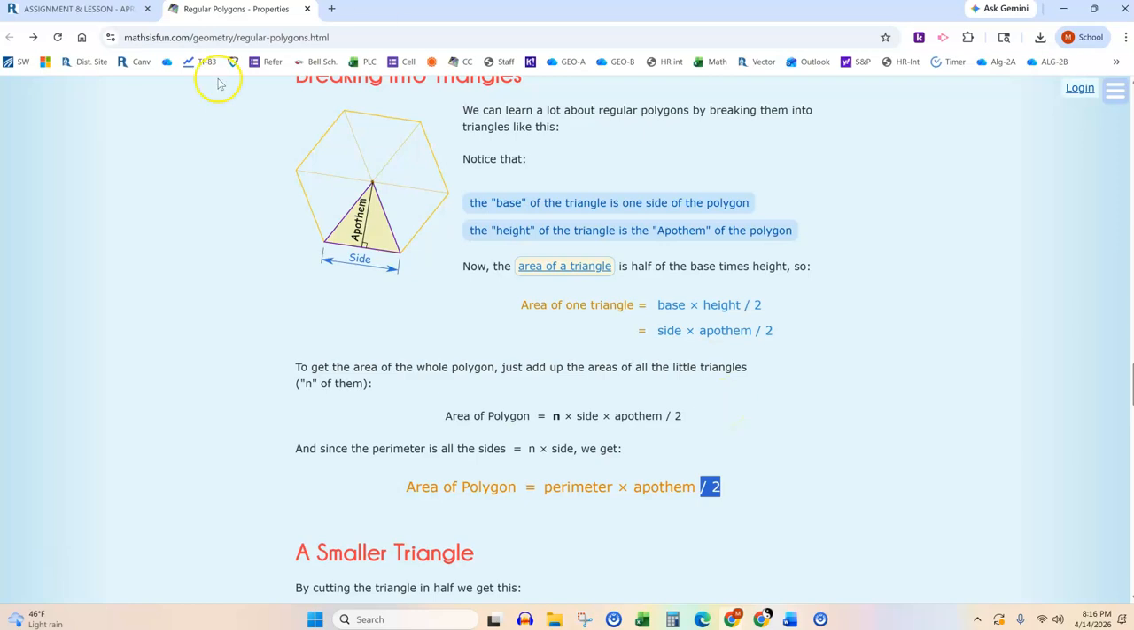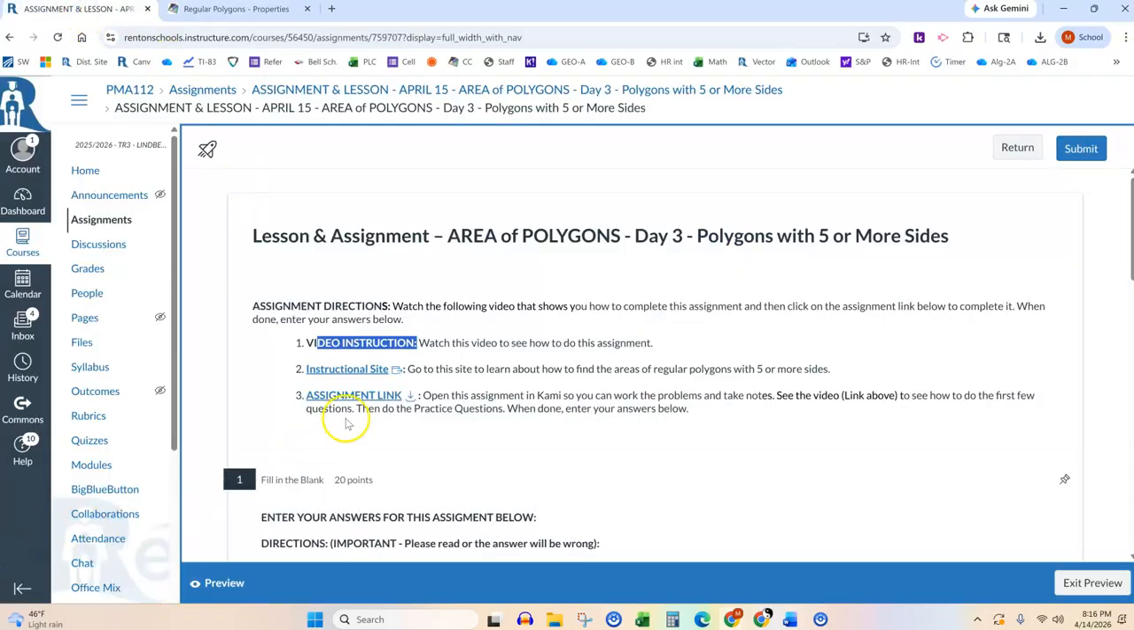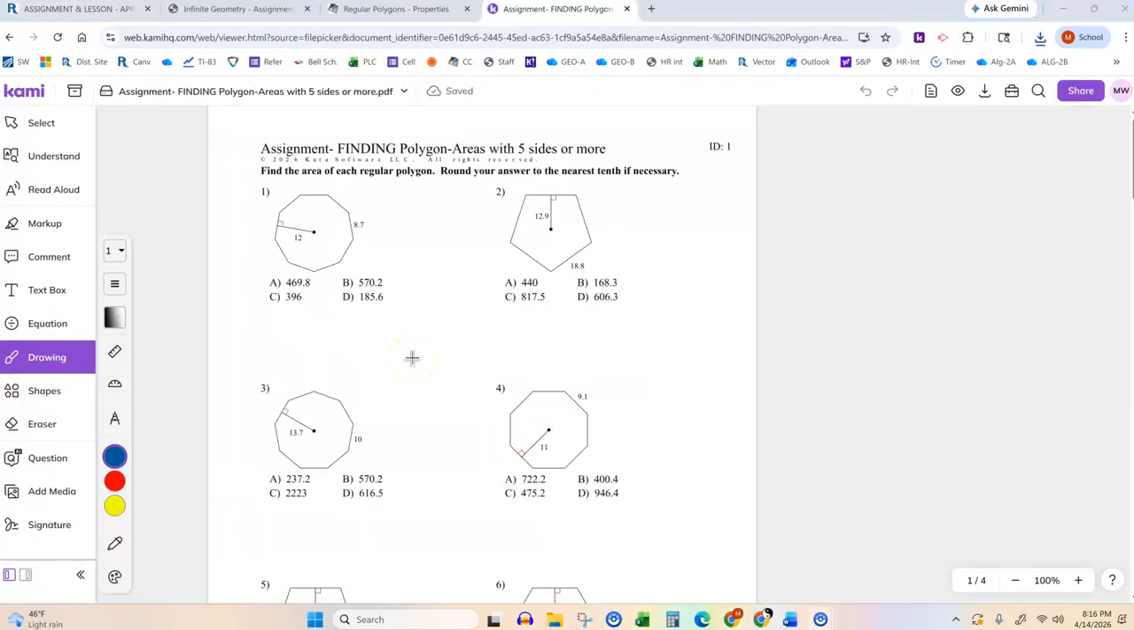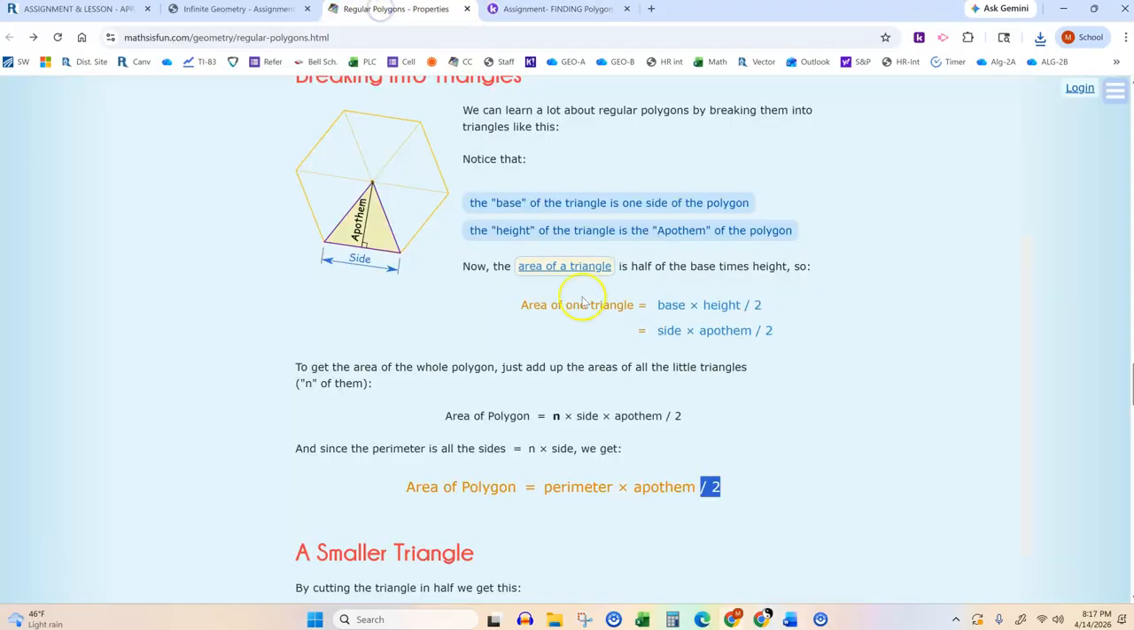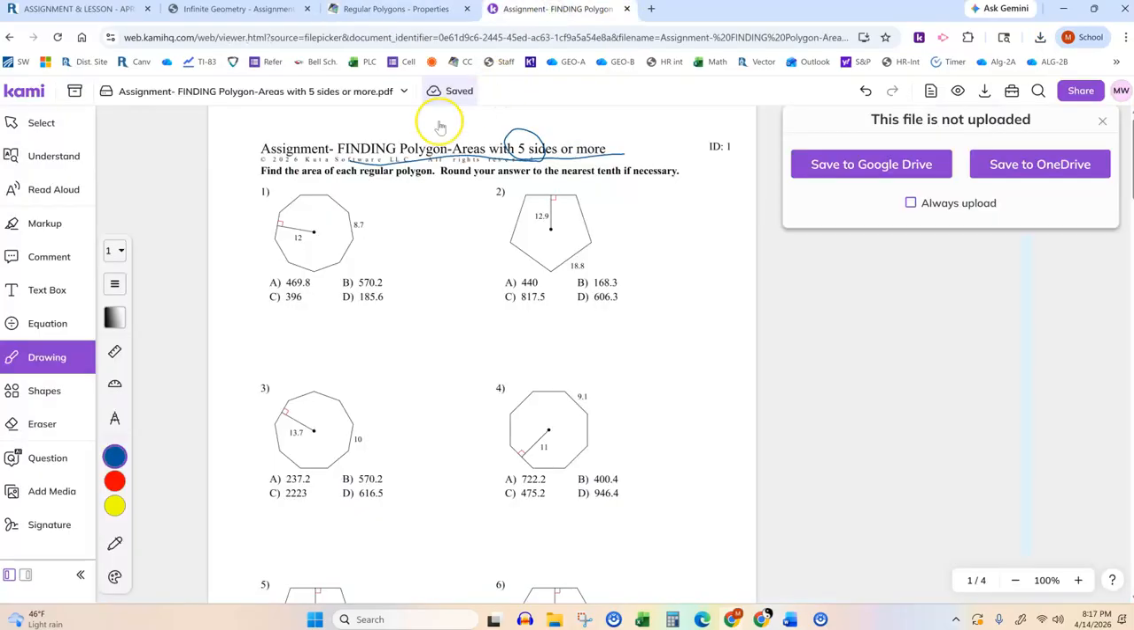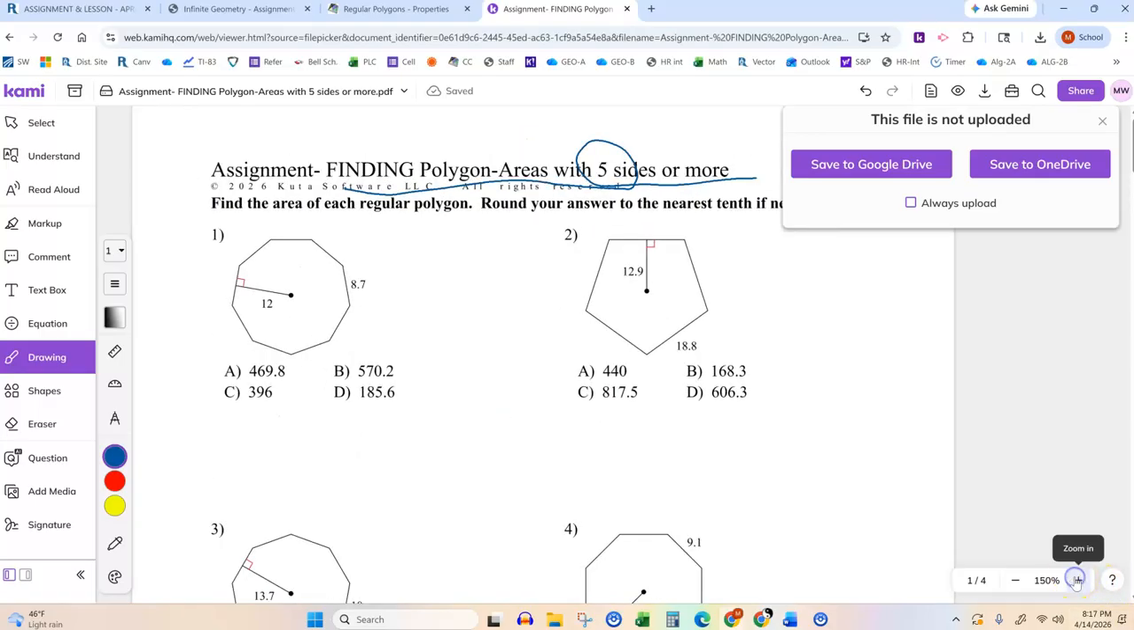Let's go to the lesson. Okay, so go ahead and open up the lesson now. Download that and open it. Okay, so here is our assignment, finding polygon areas with 5 sides or more. Okay, so what do we have? Again, we know that our formula is over here. It says the area of the polygon is the perimeter times the apothem, which we'll make A, divided by 2. So let me make this bigger. I'll do number 1 for you.